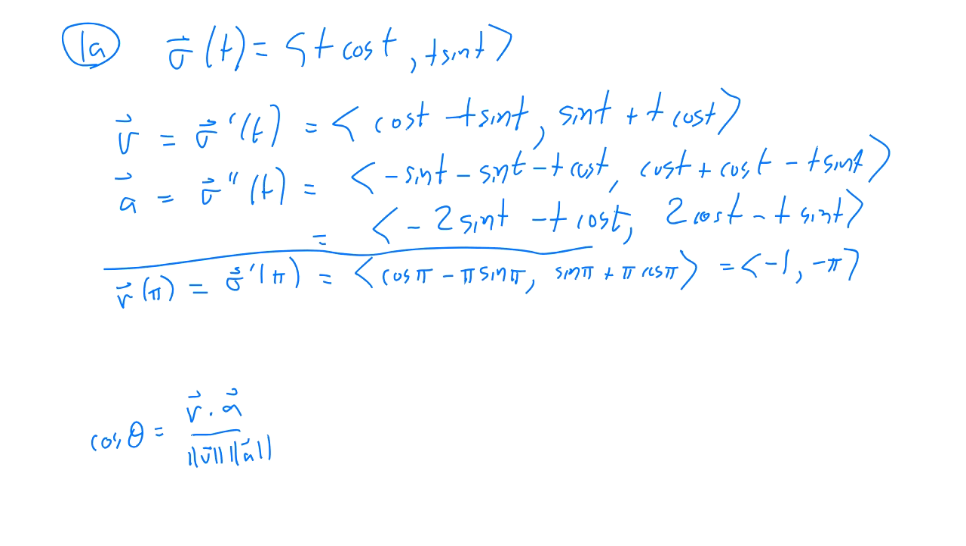And the acceleration vector at time pi is sigma double prime of pi, which will be negative 2 sine pi minus pi cosine pi, and 2 cosine pi minus pi sine pi. Sine pi is 0, and cosine pi is negative 1. So I'm getting positive pi and 2.